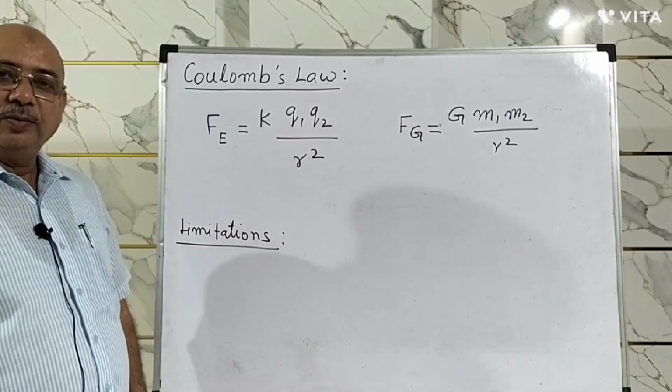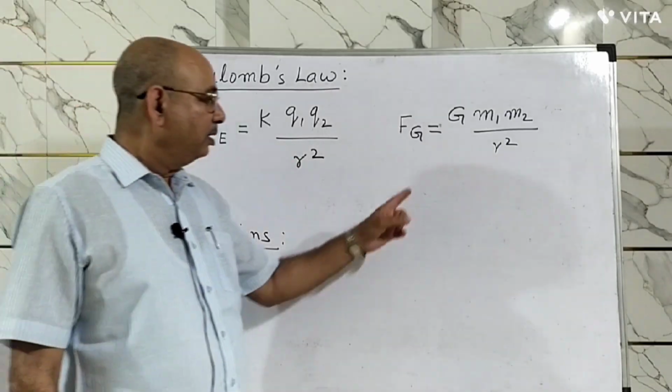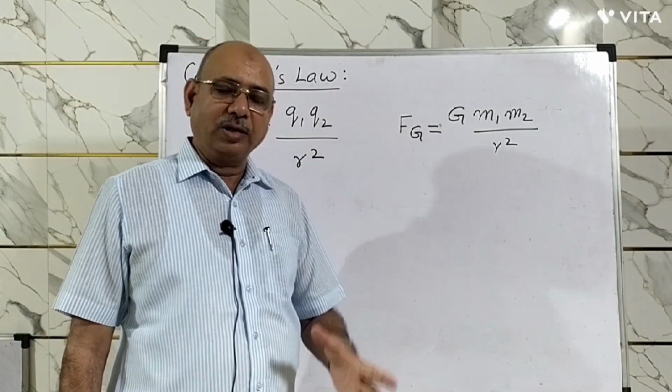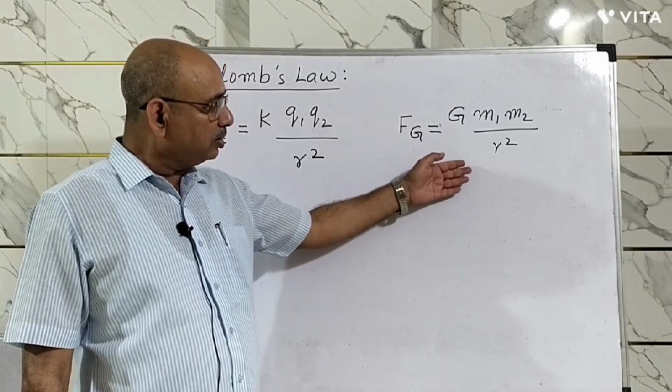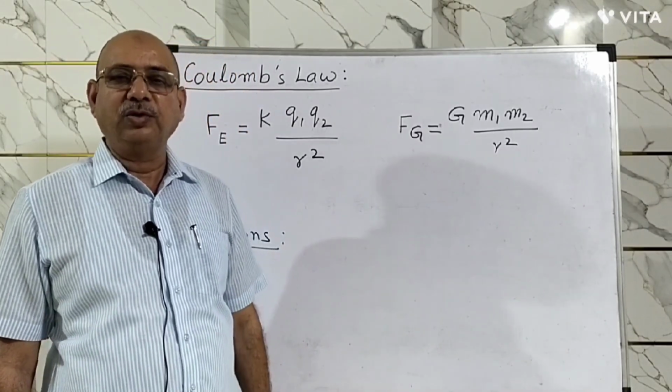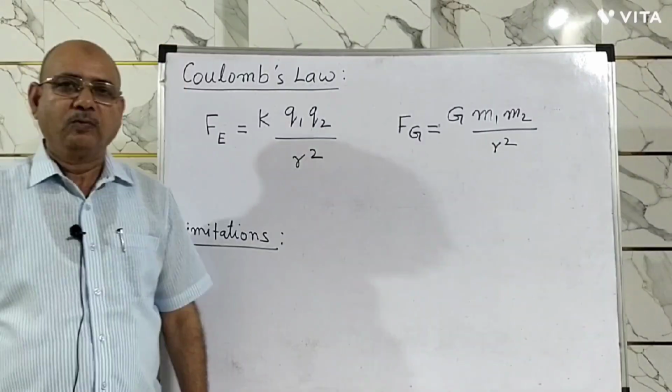Electrostatic force between the two charges is much greater than the force acting between the two masses. In fact, gravity is the weakest force acting between the two bodies.